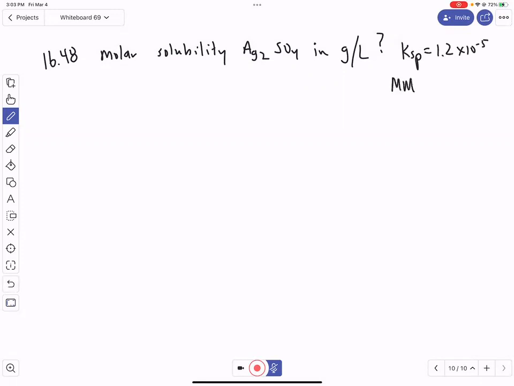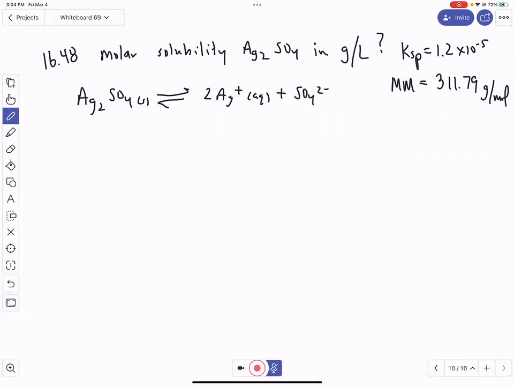We also need to know the molar mass of silver sulfate, and that's 311.79 grams per mole. And now we're in business here, because we know silver sulfate is going to ionize to give us 2 silver and 1 sulfate. So, initial, change, equilibrium, right? Initial we have 0, change 2x and x. So at equilibrium, we're going to have 2x and x.